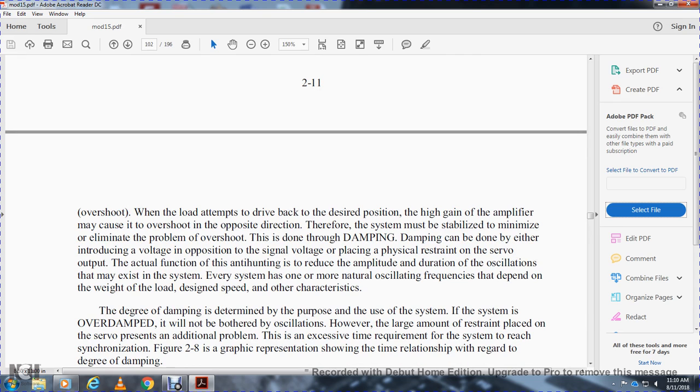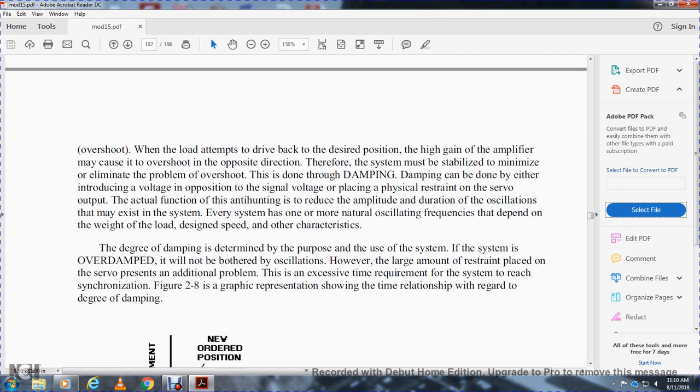Damping can be done either by introducing a voltage in opposition to the signal voltage, or by placing a physical restraint on the servo output. The function of anti-hunting is to reduce the amplitude and the duration of the oscillation. Every system has one or more natural oscillating frequencies, depending on the weight of the load, the design speed and other characteristics. The degree of damping is determined by the purpose of the system.